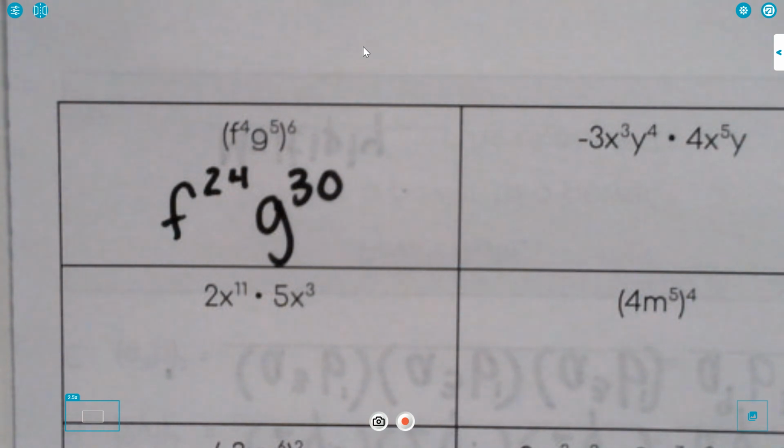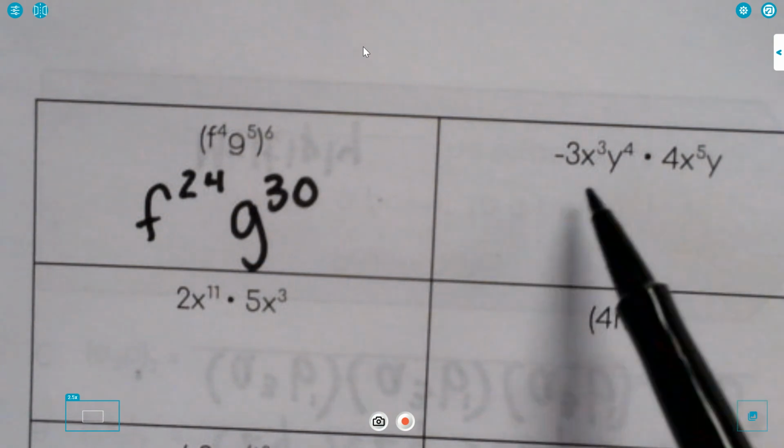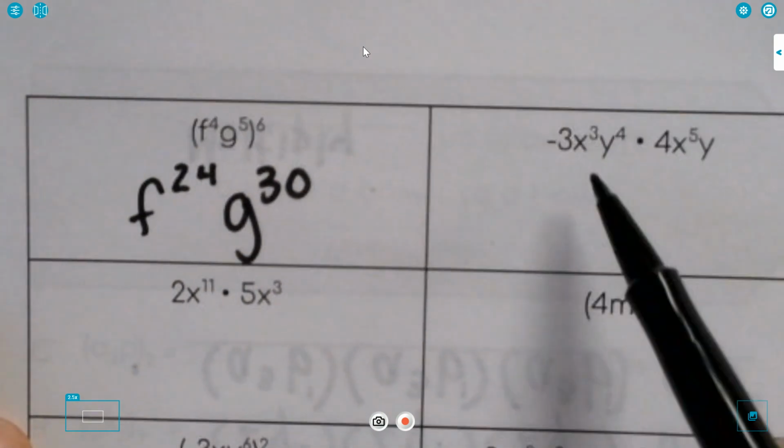Okay, this next one we've got, all I have is multiplication, so this is going to be my multiplication rule. Put your phone away if you have your phone out.